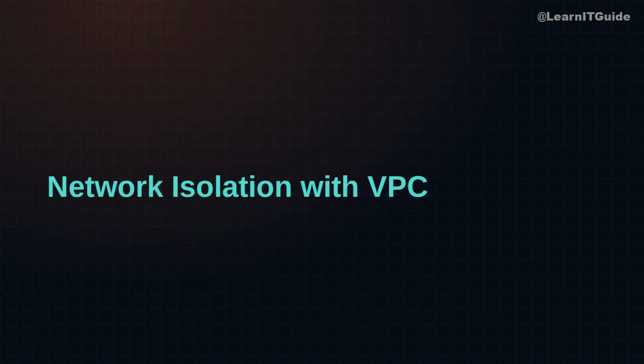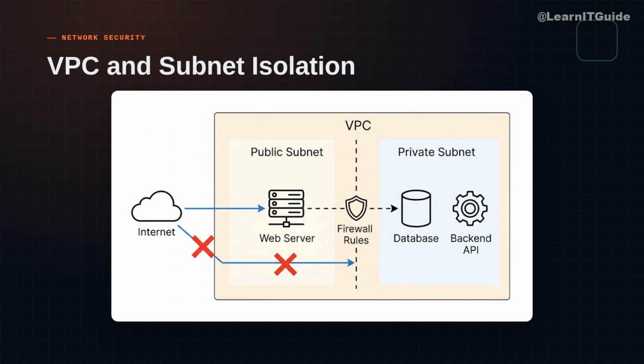Now that we have covered identity, let us move to the network. How do we keep our internal services safe from the public internet? A virtual private cloud, or VPC, provides the boundary for your network. The core best practice here is to use private subnets for anything that does not absolutely need to be public. Databases, backend APIs, and internal caches should never have public IP addresses. If an attacker gains entry through a web server, they should still be blocked from reaching your database by internal firewall rules called security groups. This layered approach is called defense in depth.